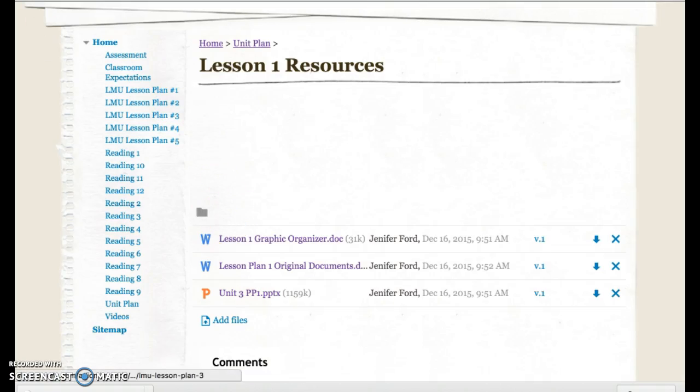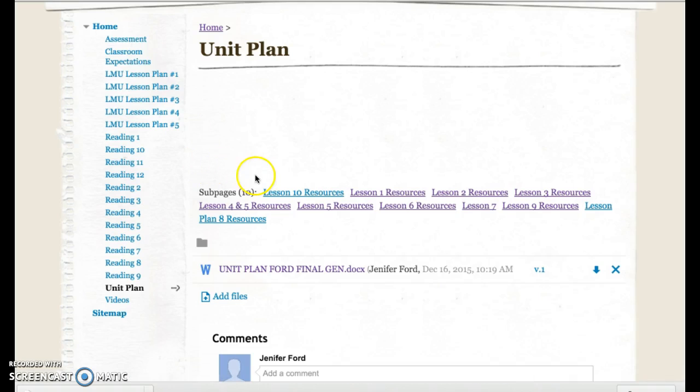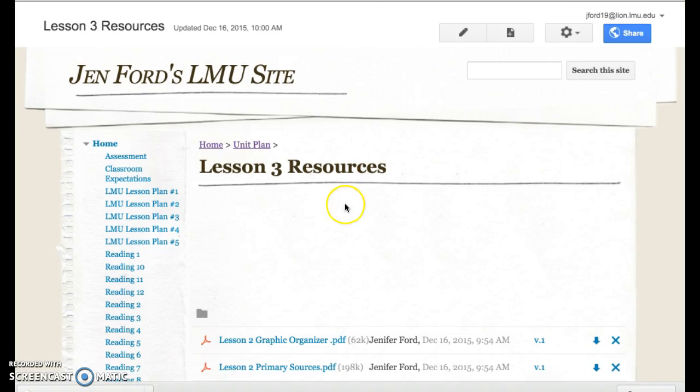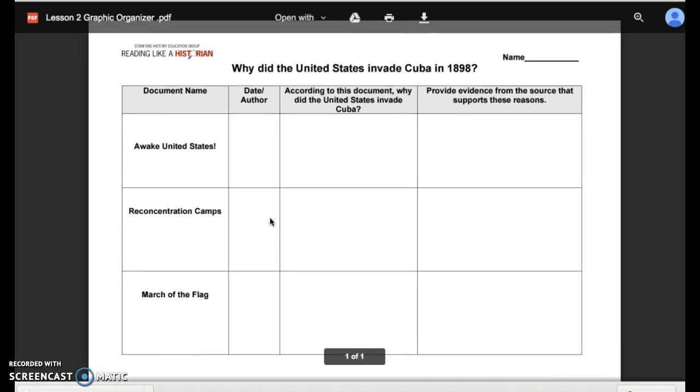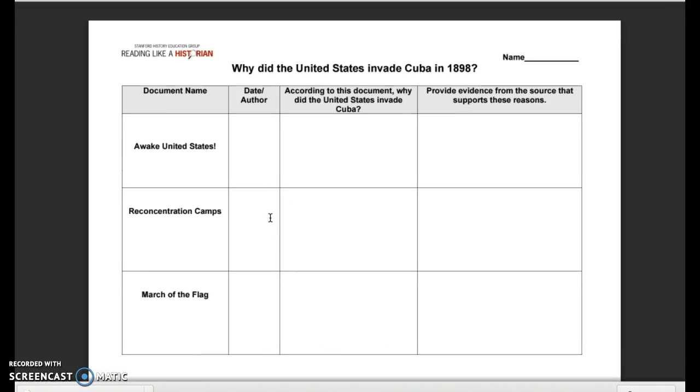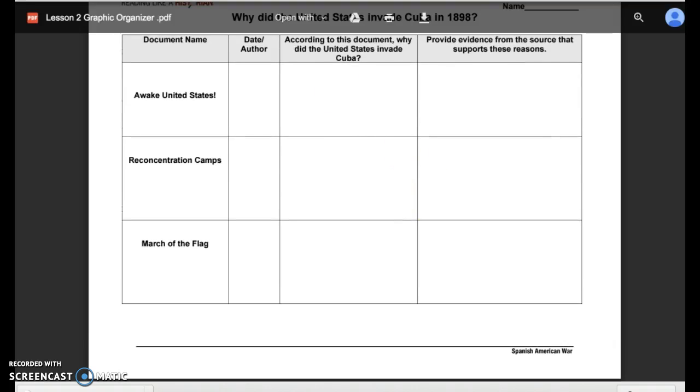So going back, let's look at some of the resources. Let's do lesson 3. Lesson 3 has primary sources, a graphic organizer, and a PowerPoint. I'm going to show you what one of my graphic organizers looks like. These are from SHEG that I use. I use SHEG and modify it to work the way that I would like it to work. So we're looking at 3 primary sources and looking at those sources to decide why the United States invaded Cuba. So that's what this lesson is on.